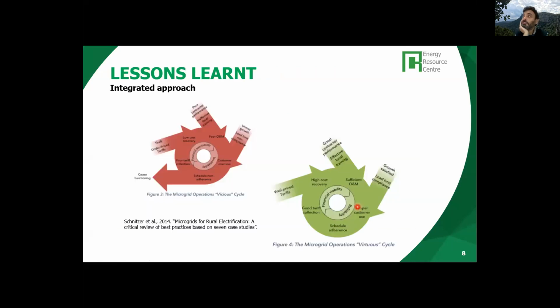Some lessons learned in an integrated approach. This is a study on mini grids or microgrids. When there are problems in some of these components, then all the problems connect together, and then we enter what they call a vicious cycle. This is leading to the failure of a project.